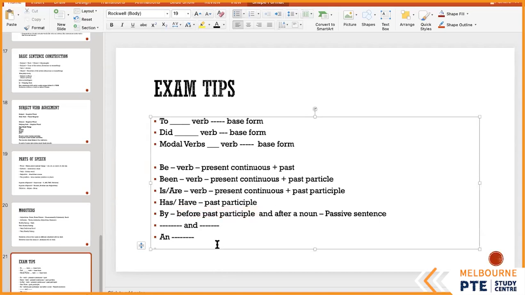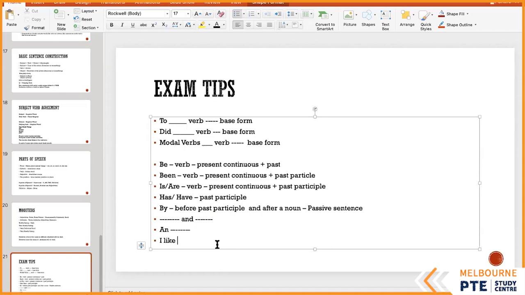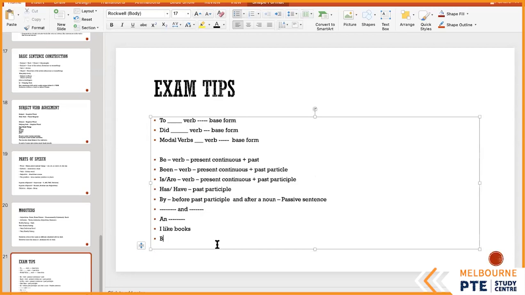Let's do an exercise. What is the passive sentence of that? The books are liked by me. Liked is a past tense. What is a past participle? Liked. Okay, it must be a past participle, right?